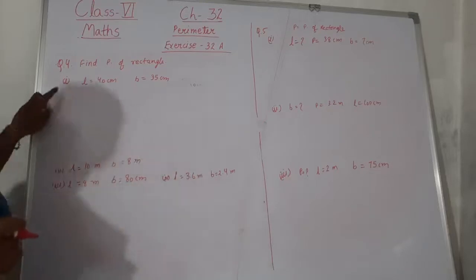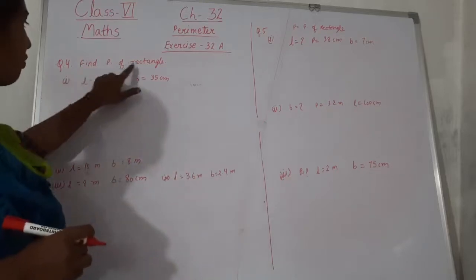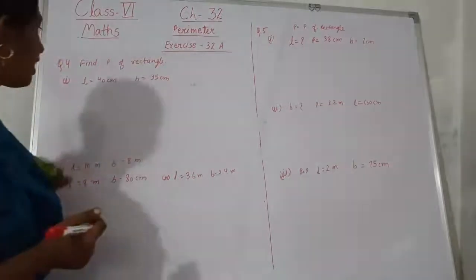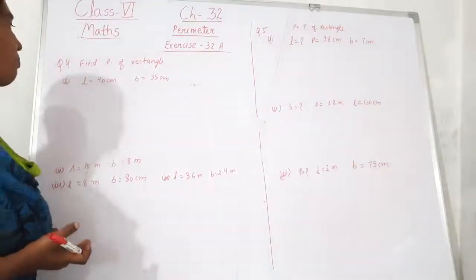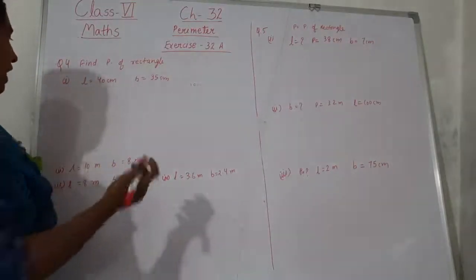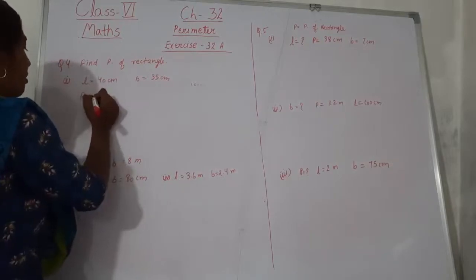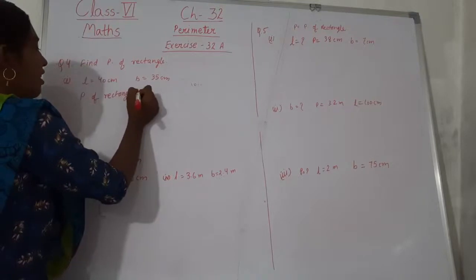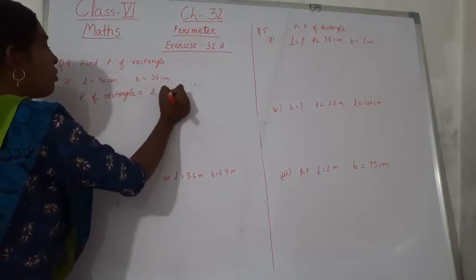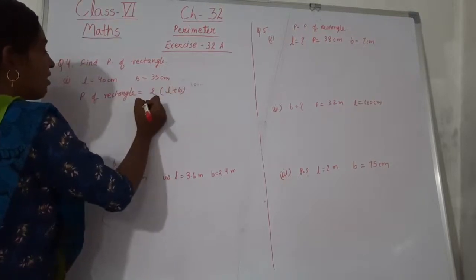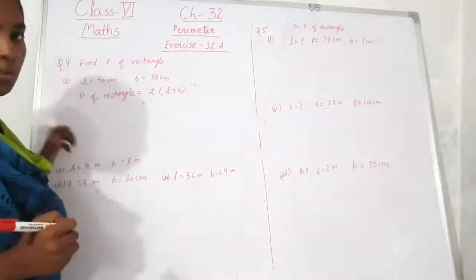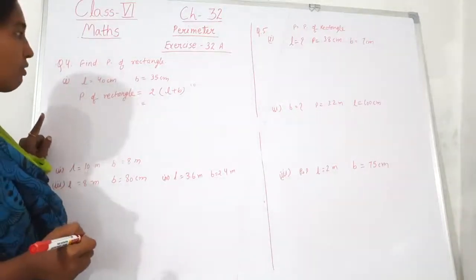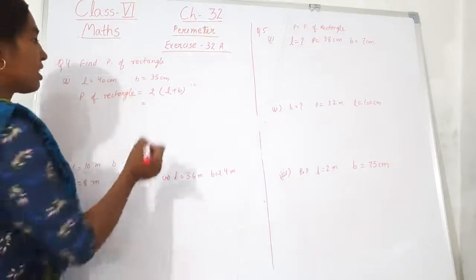Now let us see question number 4. Find the perimeter of the rectangle whose length and breadth is given. So we have already found the formula of the perimeter of a rectangle. So perimeter of rectangle is equal to 2 into length plus breadth. If you don't remember the formula, just go through the formula of sum of all sides. From both sides you will get the same answer.